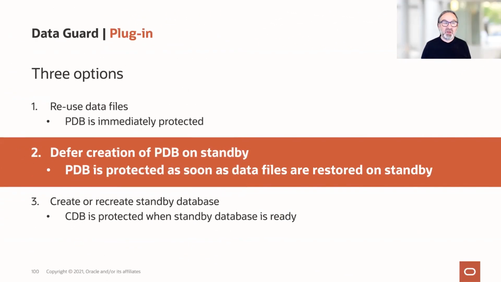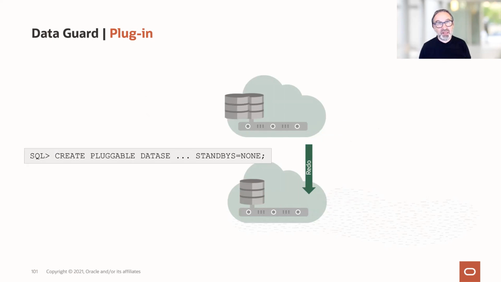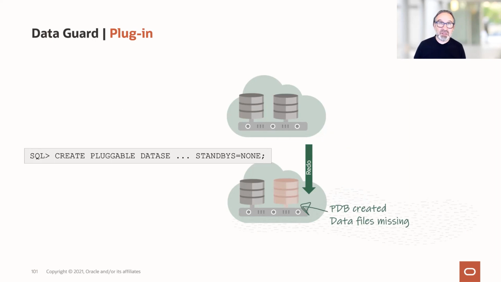Next option, we defer now the creation of the PDB under standby. So our PDB is protected as soon as the data files are restored on the standby. On the left side, this is our source, our non-CDB. And on the right side, we have prepared now our receiving CDB as a primary, and we added already a CDB standby to it. Now I will plug in and I will use the command create pluggable database standbys none.